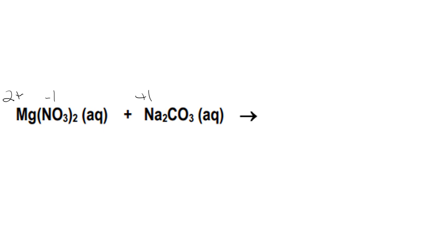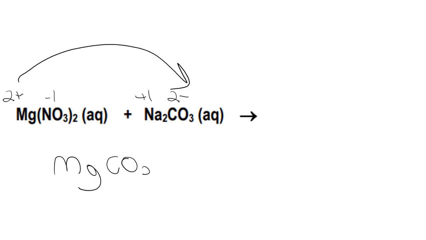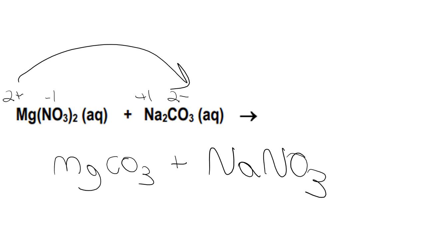Sodium is a +1, carbonate is a 2-. So you'll always be given the polyatomics. Positive goes with negative, so the product is going to be MgCO3 and NaNO3. I'm going to look at the sheet.